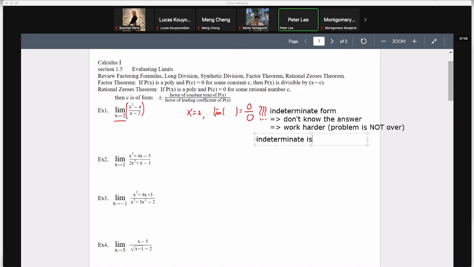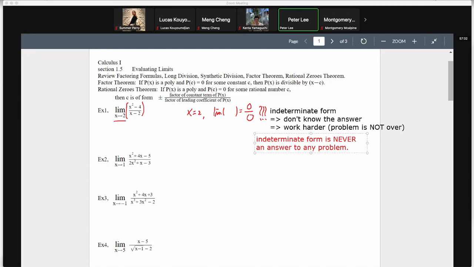Indeterminate form is never an answer to any problem. Alright? So let me write this in red. Indeterminate form is never answered in an indeterminate form such as 0 over 0. 0 over 0 is an indeterminate form.